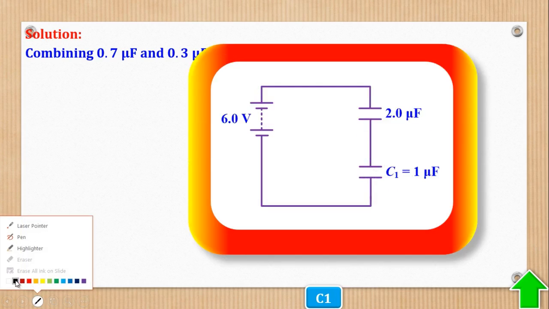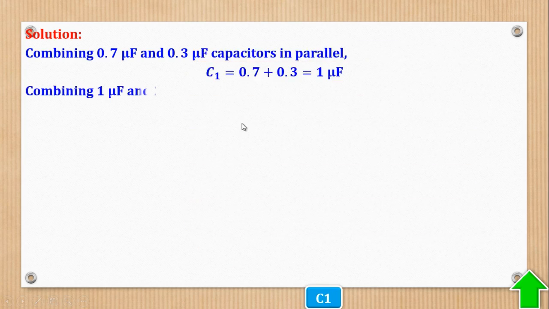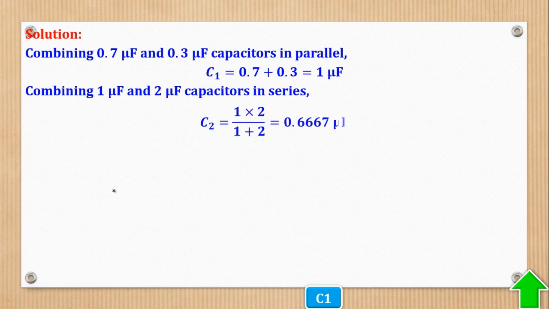Then in that circuit, you realize that now these ones are in series because the charge which reaches here is the same charge which reaches there. So they are in series. And because there are 2 capacitances in series, we shall use the special case of product over sum. Therefore, combining this and this in series, capacitance will be product over sum to give you this microfarad.